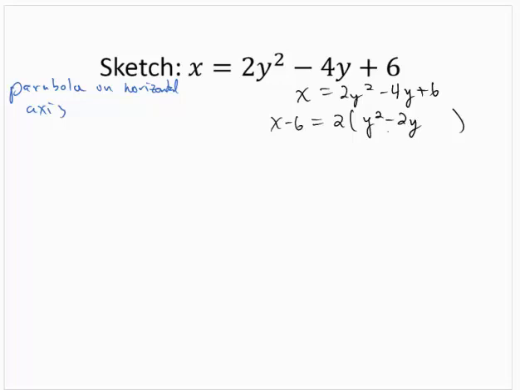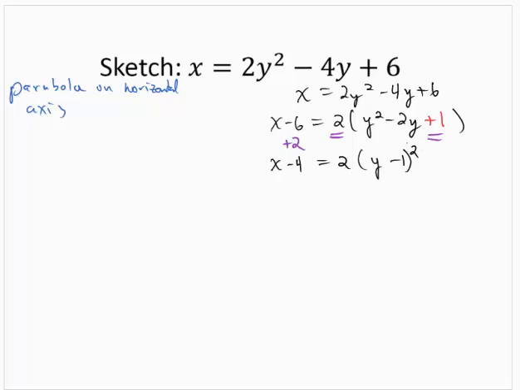So completing the square on the inside, dividing the 2 by 2 and squaring it, I would add 1 on the inside. But wait a second, I've really added 2 times 1, and so I need to add 2 on the other side of the equation. Alright, so that gives us then x minus 4 is equal to 2 times y minus 1 squared.